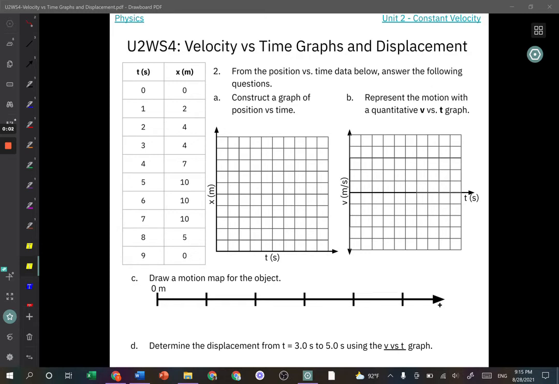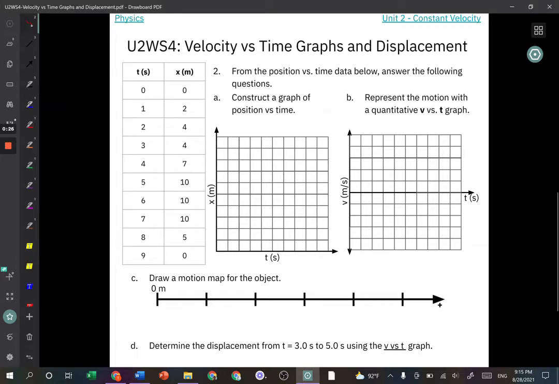Unit 2, Worksheet 4, Velocity versus Time Graphs and Displacement. Problem 2. From the position versus time data below, answer the following questions. 2A. Construct a graph of position versus time.